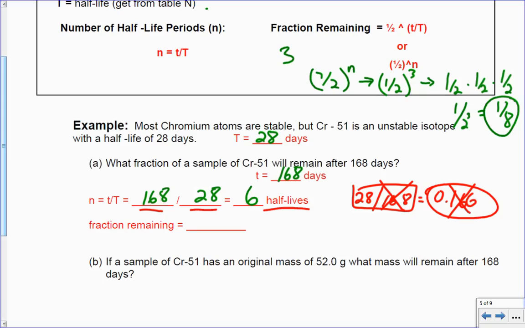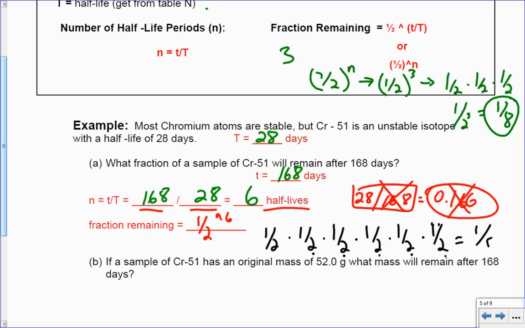Fraction remaining now is 1/2 raised to the 6, or I could say 1/2 times 1/2 times 1/2 times 3 more. 1/2 times 1/2 times 1/2. So in my calculator, I'm just going to go 2 times 2 times 2 times 2 times 2 times 2 equals 1 over a number. It's going to be 1 over something, but I'm going to do this in the calculator quick.